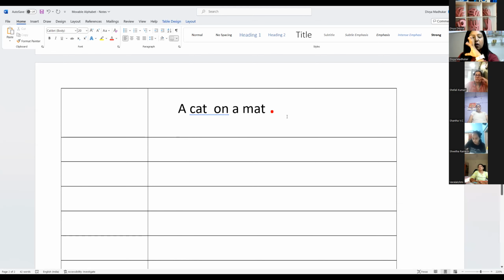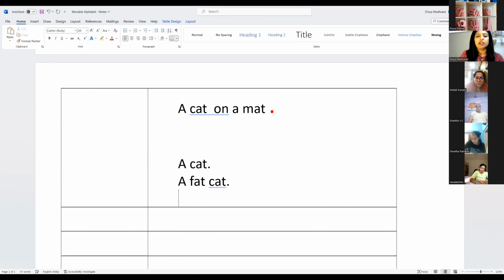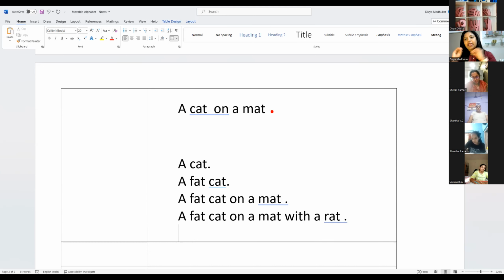Then I can have another one wherein I can have a small paragraph. Now, what could be my paragraph? A cat, a fat cat, a fat cat on a mat, a fat cat on a mat with a rat. So maybe I can have some small paragraph, but we have to make sure that the words are of my what? 'At' family words, because we are reiterating the same thing, right?